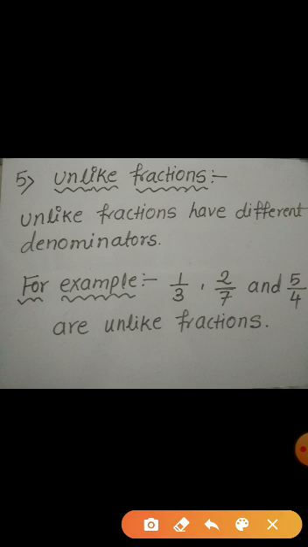And the last one is unlike fraction. Unlike means different. The fractions having different denominators are called unlike fractions. For example, 1 by 3, 2 by 7, 5 by 4. Here in all the three fractions, the denominators are different. So we call them unlike fractions.